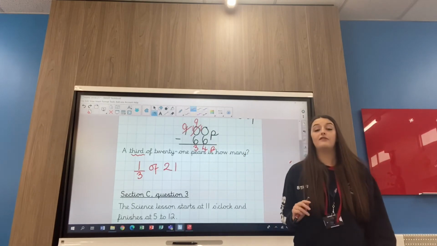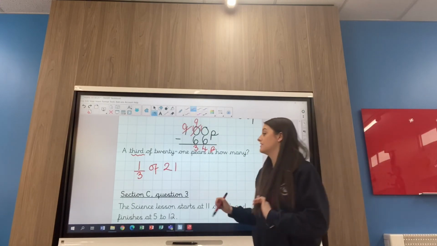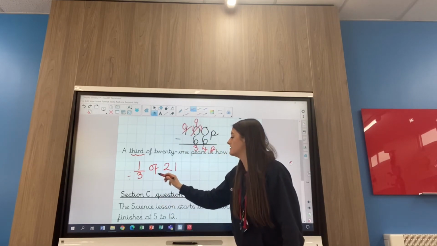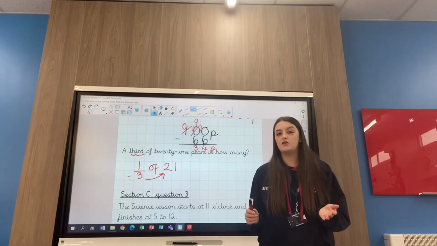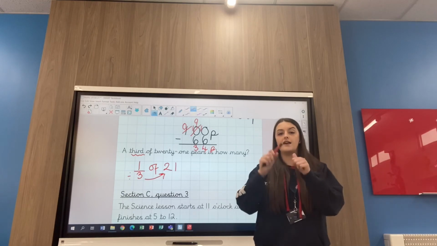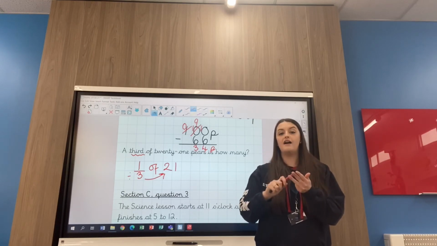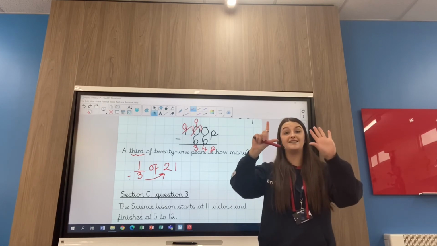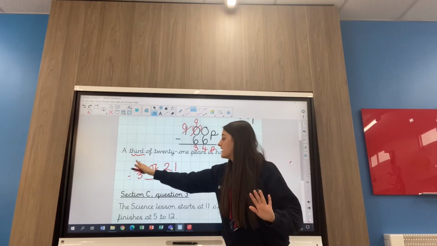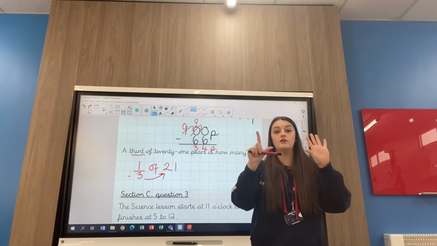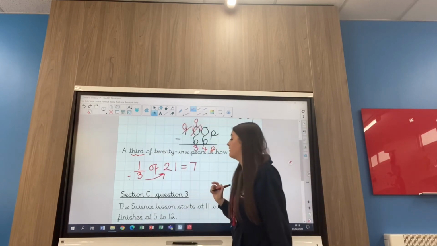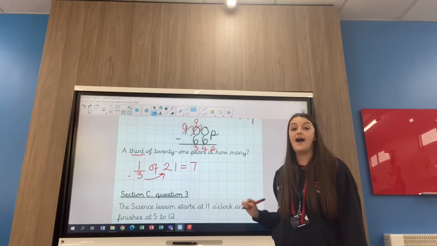So remember, when we're finding a fraction of a number, we can divide the number by our denominator. So how many 3's go into 21? Can you count in your 3 times table with me? 3, 6, 9, 12, 15, 18, 21. That's 7. And my numerator tells me I only want one lot of that 7. So a third of 21 pairs would be 7 pairs.